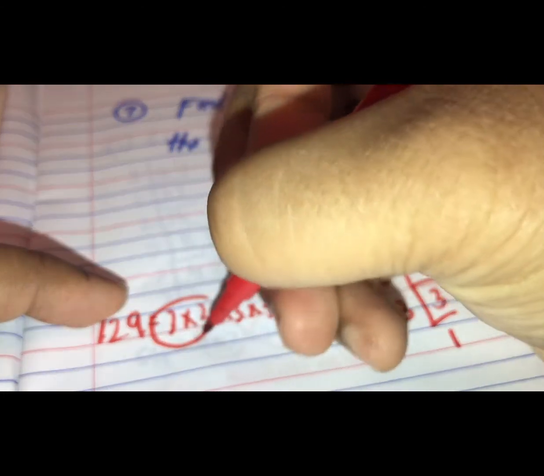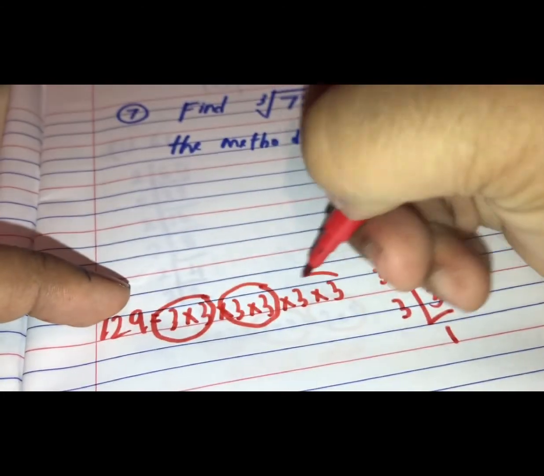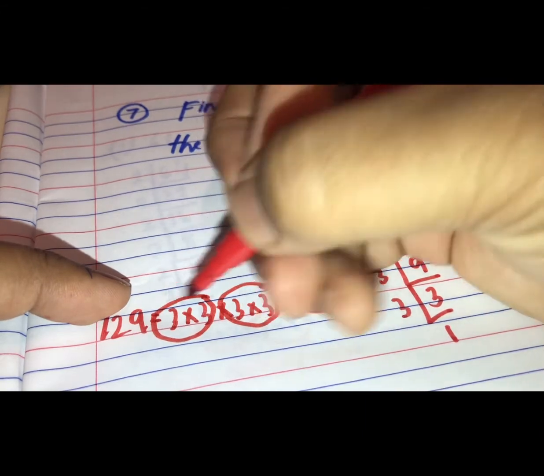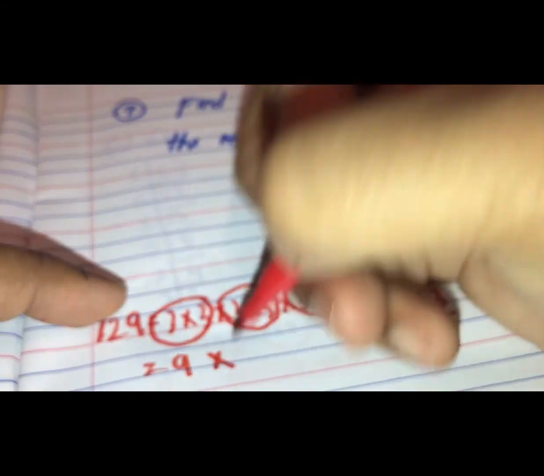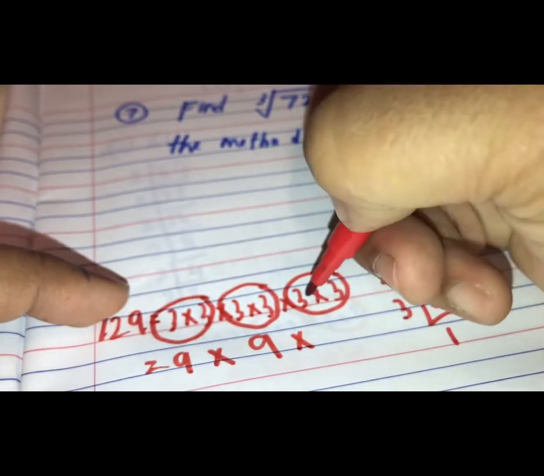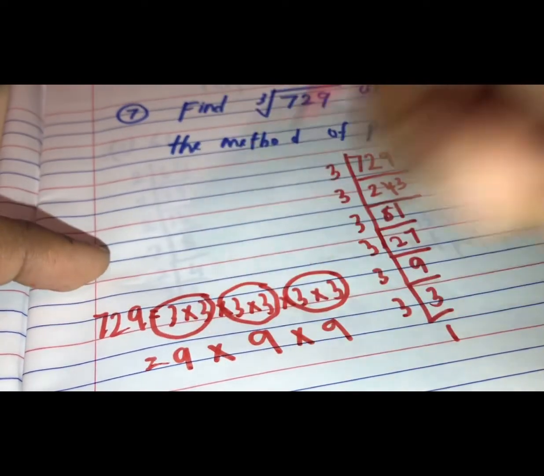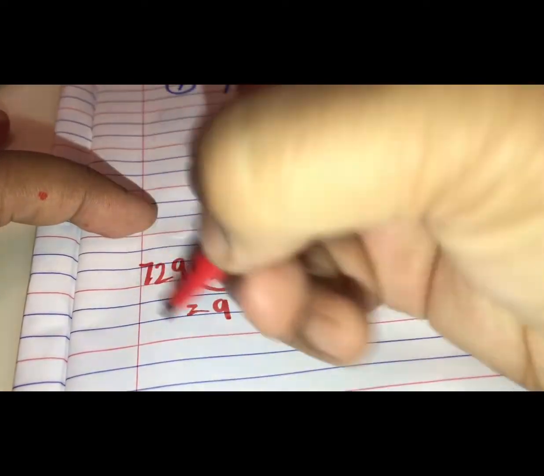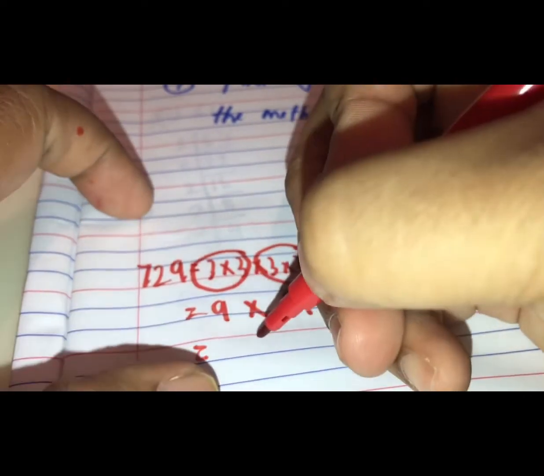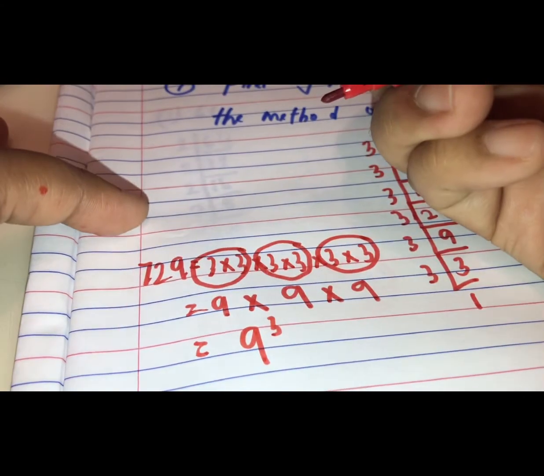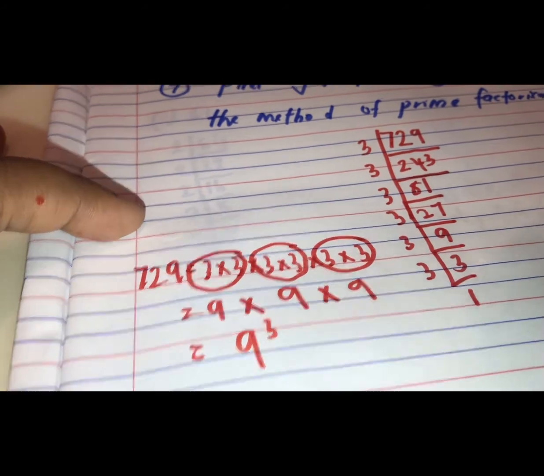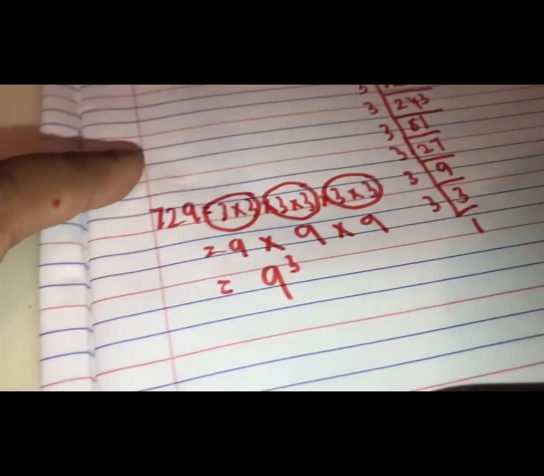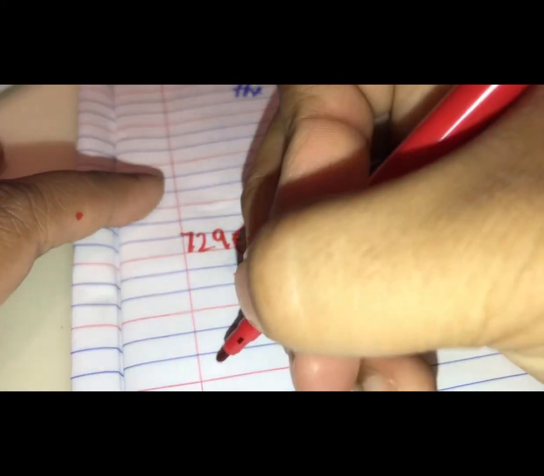Then you group into 3 identical groups. 3 times 3, you get 9; 3 times 3, 9; 3 times 3, 9. So you have 9 cubed, 3 numbers of 9. So the question wants to find the cube root of 729.